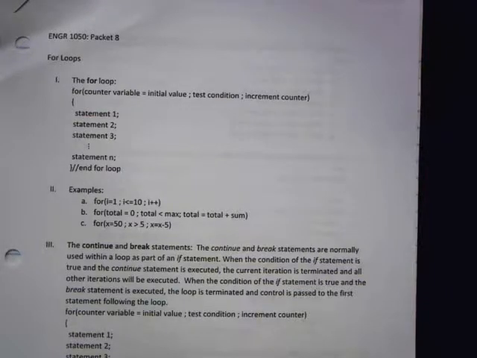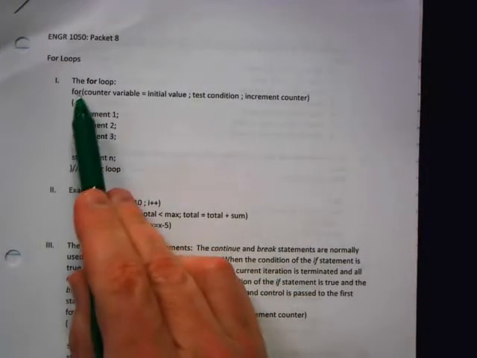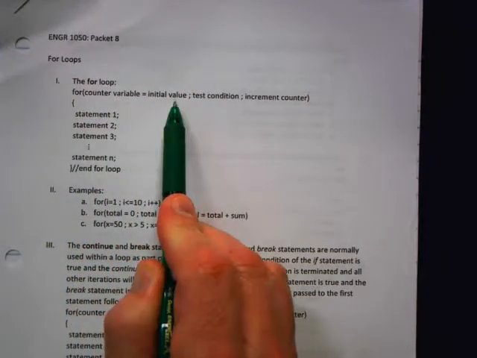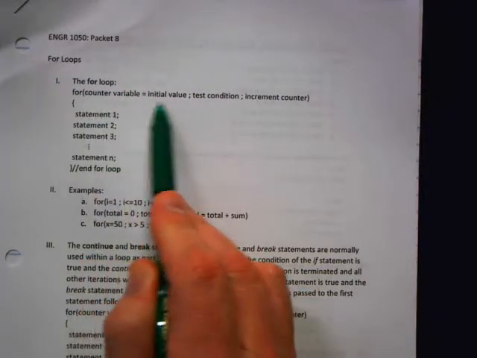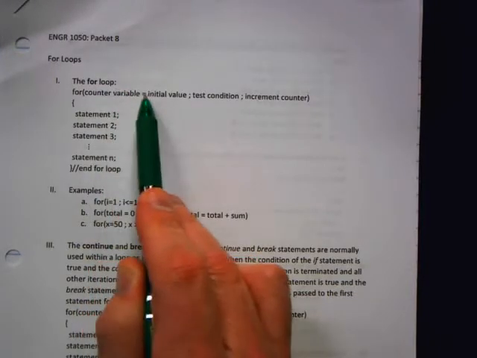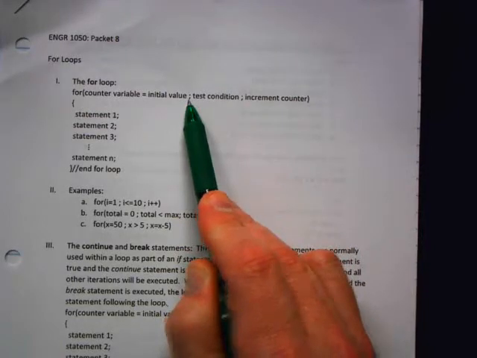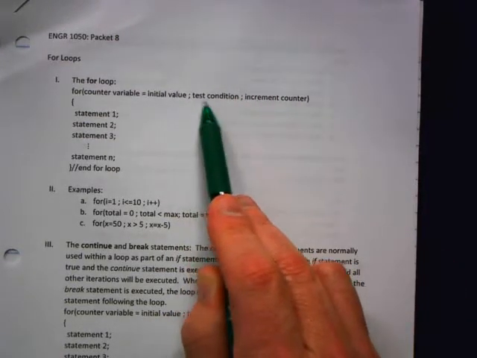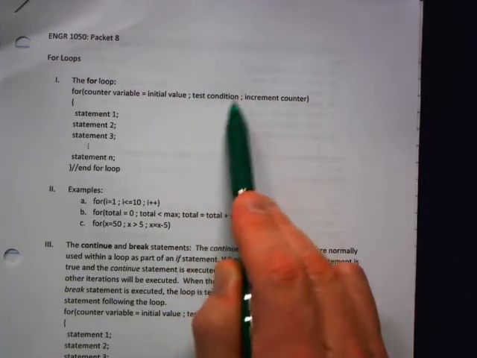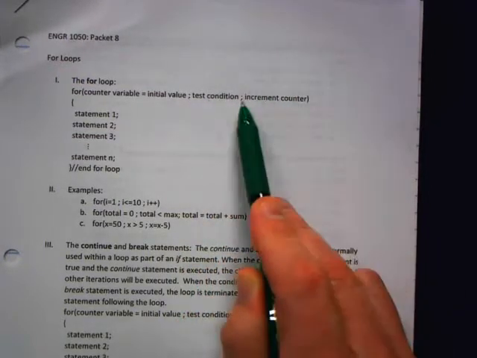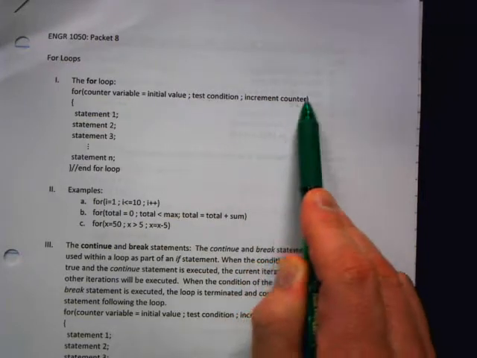The notation for for loops is you're going to have the word for, and then a parenthesis. Counter variable equals initial value. So you're going to have a starting value here. You'll have a variable name, like count, maybe. Count will equal 0. You'll start at 0, perhaps. Semicolon. And then you'll have a test condition here. So count less than or equal to 500, perhaps. And then a semicolon. And then your increment counter here.